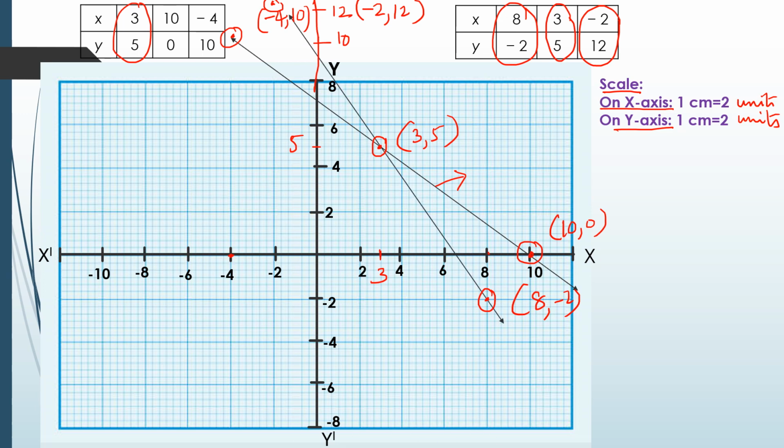So we get another straight line like this. Now these two lines are intersecting each other at one particular point. That point is 3, 5, where the x value is 3 and the y value is 5. We know that x is the cost of a pencil. So the cost of a pencil is 3 rupees and the cost of a pen is 5 rupees.